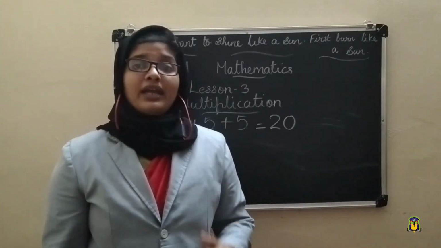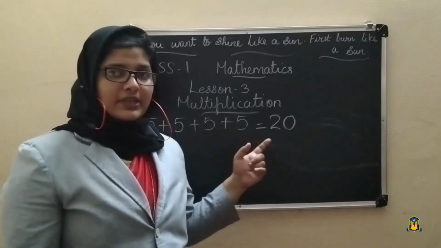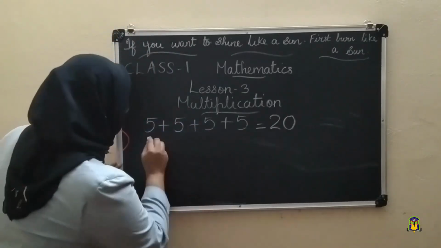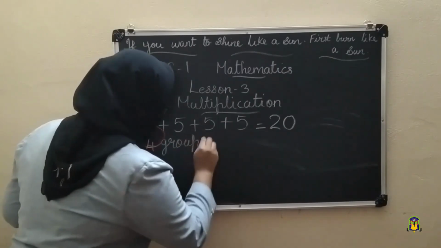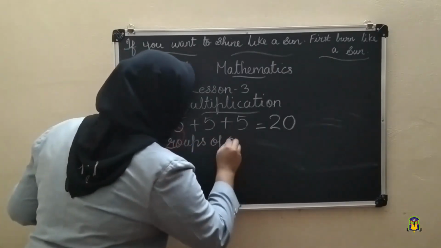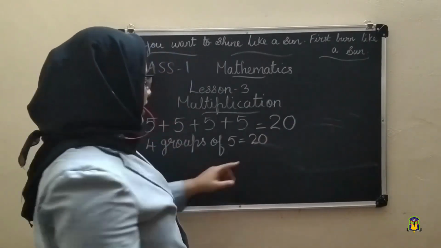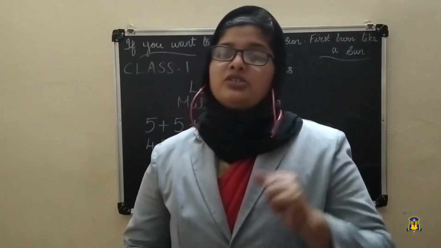Yes, we have to write 4 groups of 5. 5 how many times repeated? 4 times. So we have to write 4 groups of 5 equal 20.